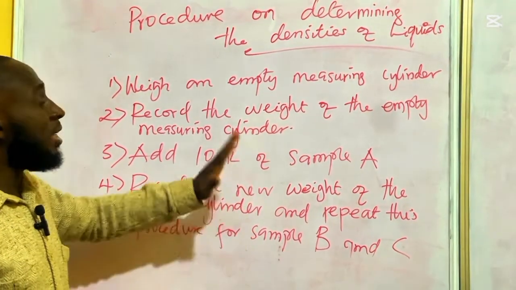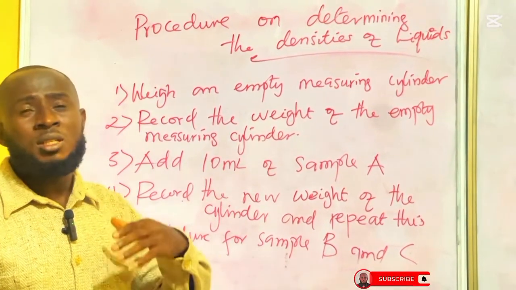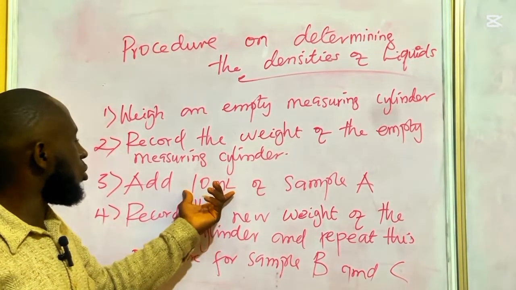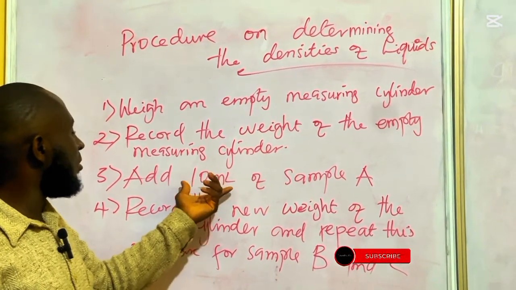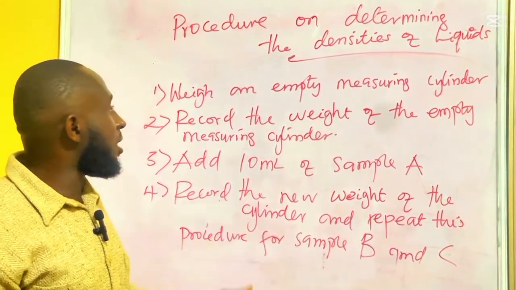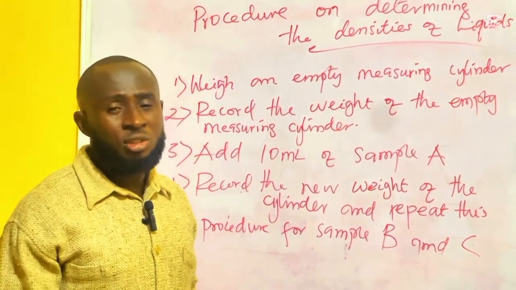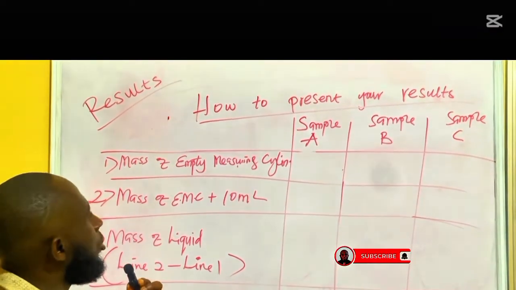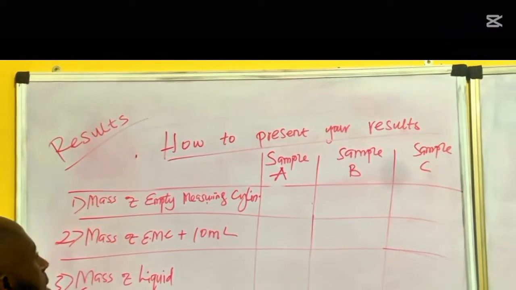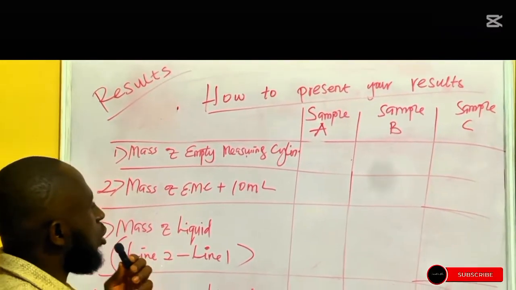Now, to get density, as we talked about in our previous video, is mass per volume. The volume of these liquids is constant, since we use 10 ml. To get the mass of sample A, you will see it when we prepare our table for the result. This is how you are going to present your results. You form a table, and this table will have sample A, sample B, and sample C as the column captions.